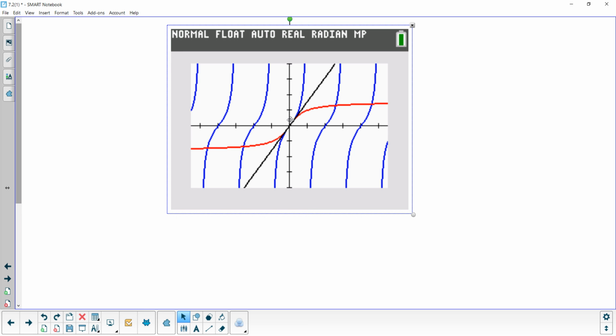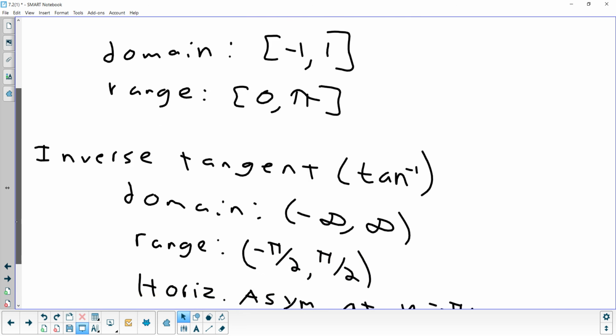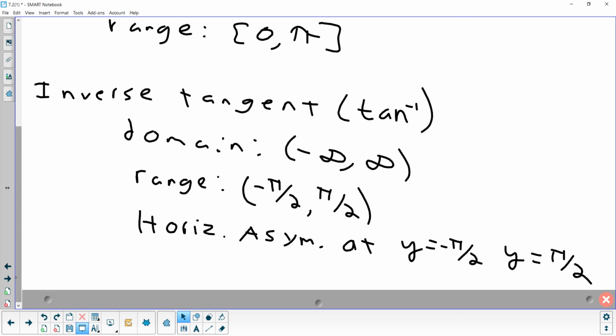Any questions on that? Right, so that's your domain and range for the 3 inverse trig functions we're going to study. Does anybody need any of those again? Okay.